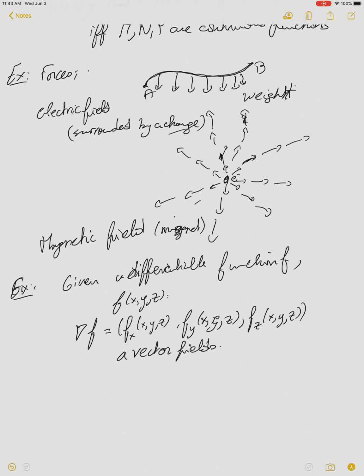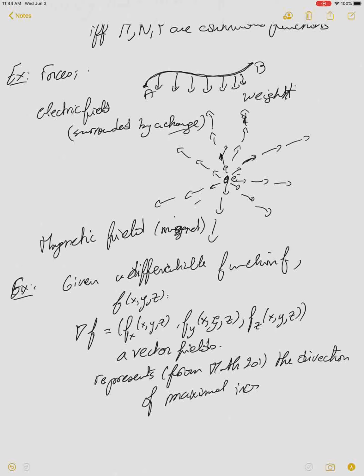And what does this vector field represent? Remember, this is a vector field that is orthogonal to the tangent plane. That's geometrically, but really, what does a gradient represent? If you remember from Math 1, it represents the direction of maximal increase. It is the direction in which the function increases the most.